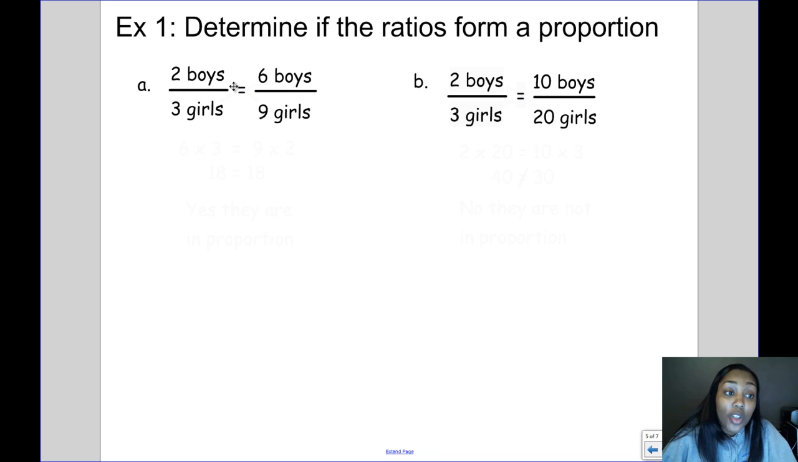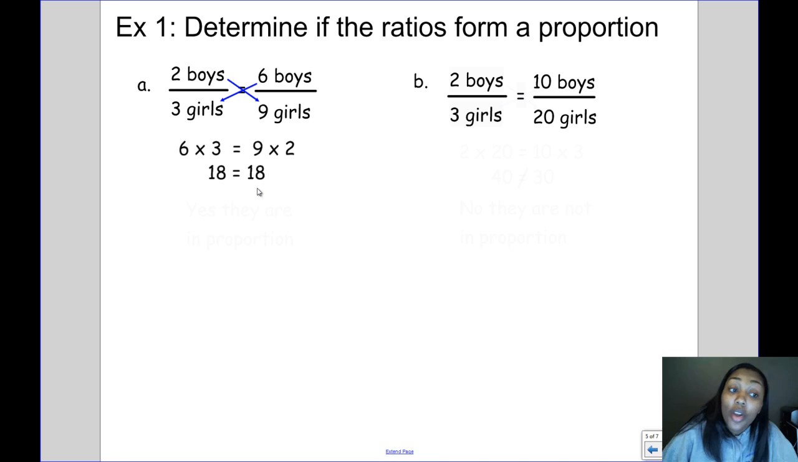So the first thing we have to do is our cross products. We're going to multiply the numbers diagonal from each other. So I'll start by doing 6 times 3 and then 9 times 2. Well, we know that 6 times 3 gives us 18 and 9 times 2 gives us 18. And since they are the same, then we would say that yes, they are in proportion.